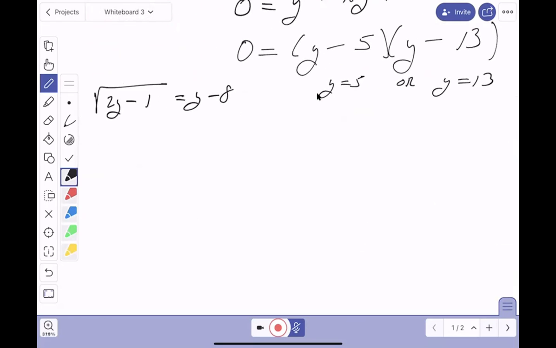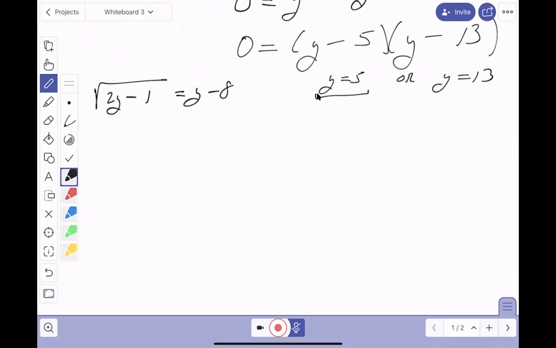All right, I'm going to check it. Let's check this one first because it's a small number. I think I can handle it. And what do you get? Well, on the left side, you get 2 times 5 is 10. 10 minus 1 is 9. The square root of 9 is 3.